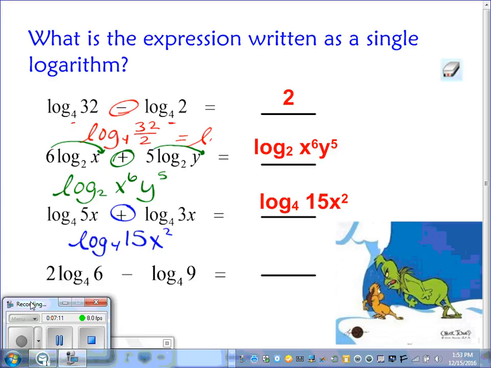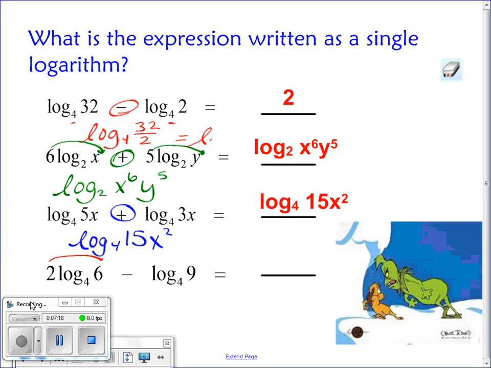All right. So what do we do with the 2? Comes as an exponent. So this is going to come up here. So it's going to be 6 squared, which is 36. So log base 4 of 36, subtraction? Divided by 9, which is 4. Log base 4 of 4, which is what? It is 1. 4 to what power equals 4? 4 to the 1st.